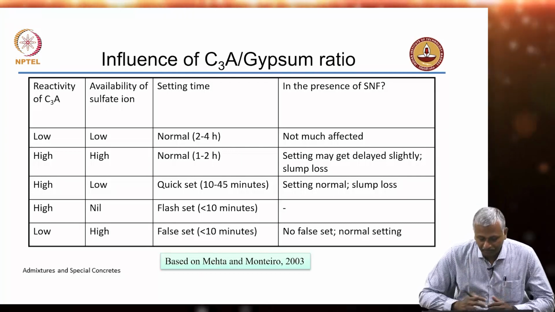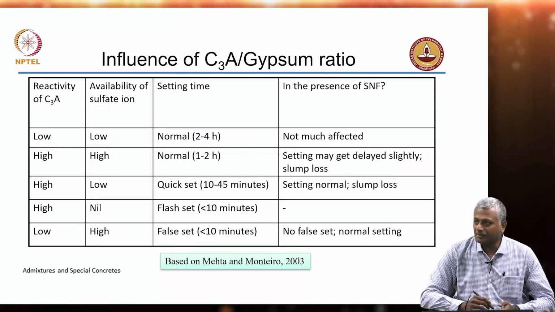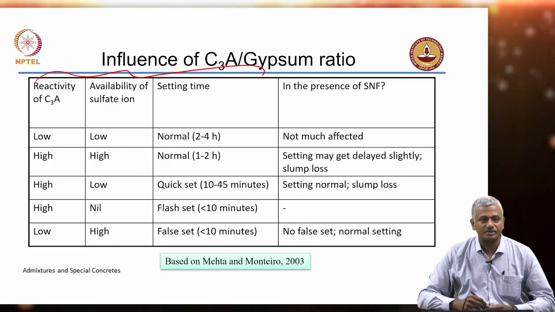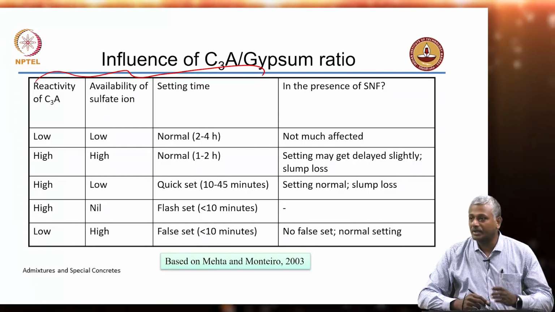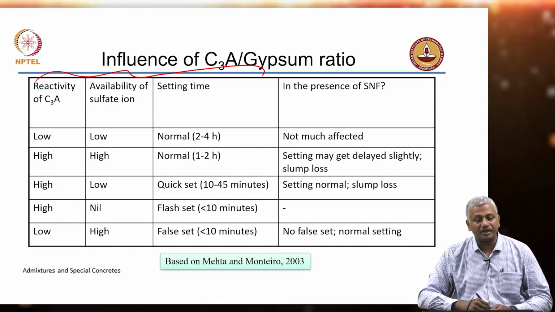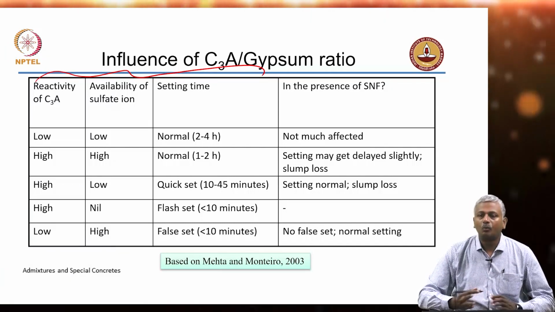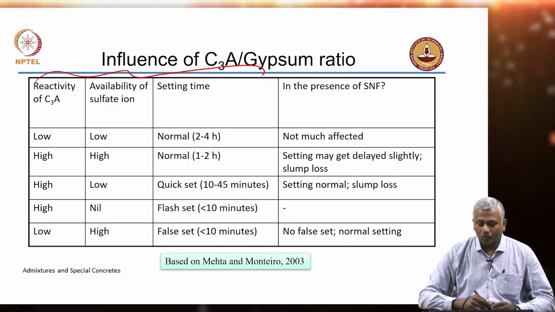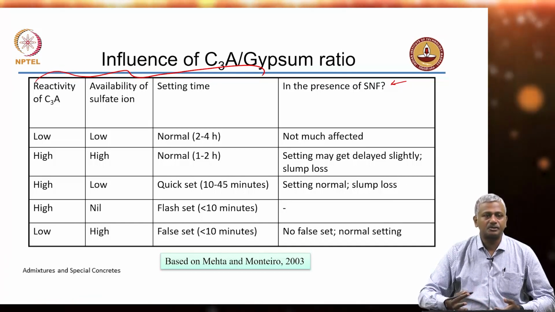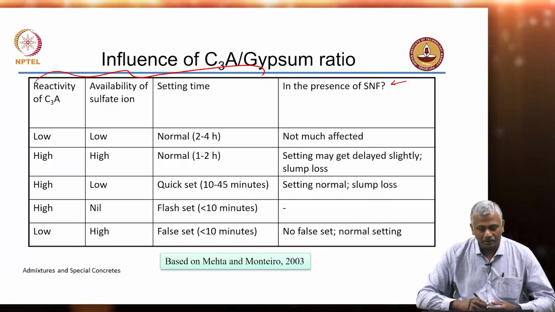So if you take a look at this book, Mehta and Monteiro, they have this very interesting table which consists of the first three columns. They talk about the normal hydration process of cement. They talk about the fact that if C3A is present in one form which is more reactive, or one form which is less reactive, combined with sulfate that is available very quickly, or not at all available, or very slowly available, what happens in a normal hydration process. What I have done is I have introduced a fourth column to see what happens in the presence of a sulfonated naphthalene formaldehyde. So, let us take a look at these in close detail.